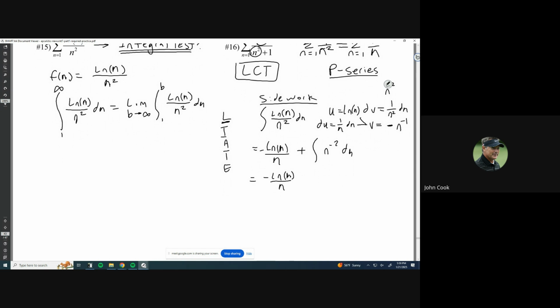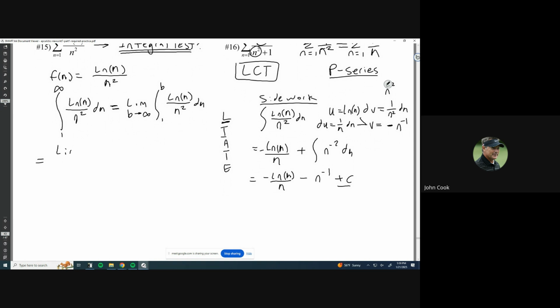And then the antiderivative of n to the negative second would be, if I add 1 to the exponent, a minus, and then n to the negative first. Okay, and then plus c. But since we're doing an improper integral, we have bounds. We can get rid of that plus c when we put this in. So now we did our side work, so now let's go over here.